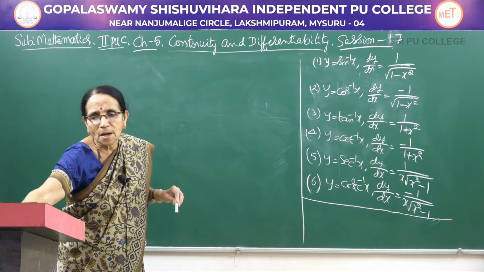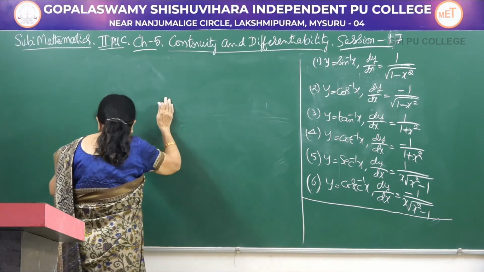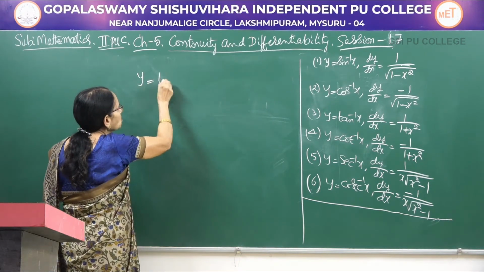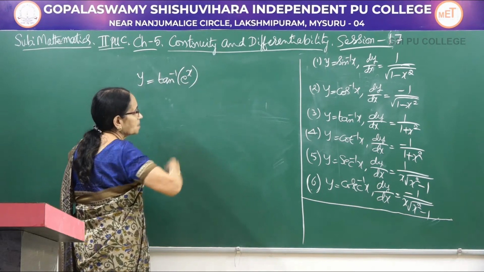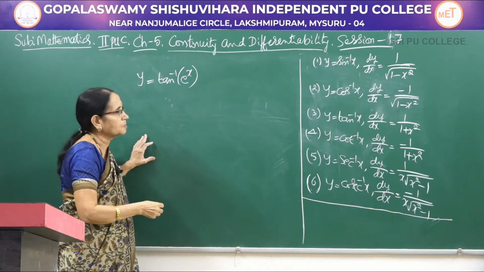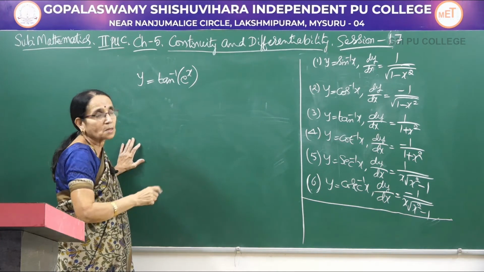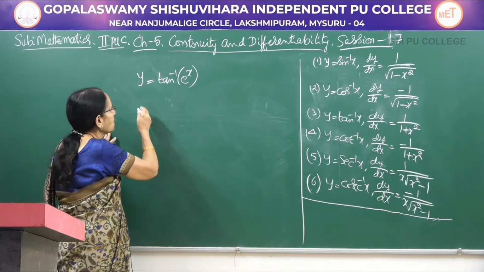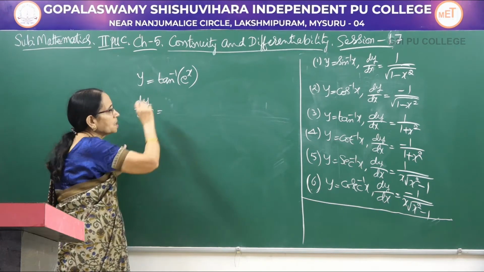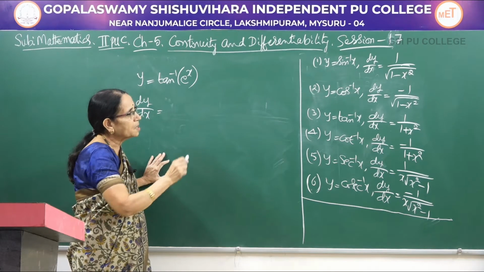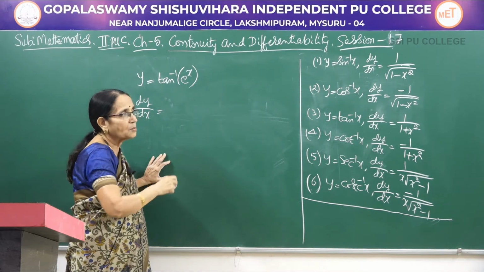Next, let me take another problem. Let y be equal to tan inverse of e to the power x. I am taking a different combination here. That means I am considering the third formula, that is dy by dx. First let me consider the tan inverse part. Tan inverse x, what's the derivative?